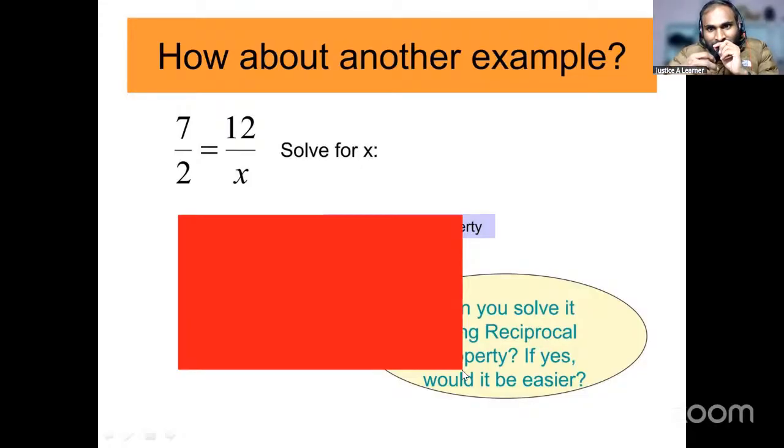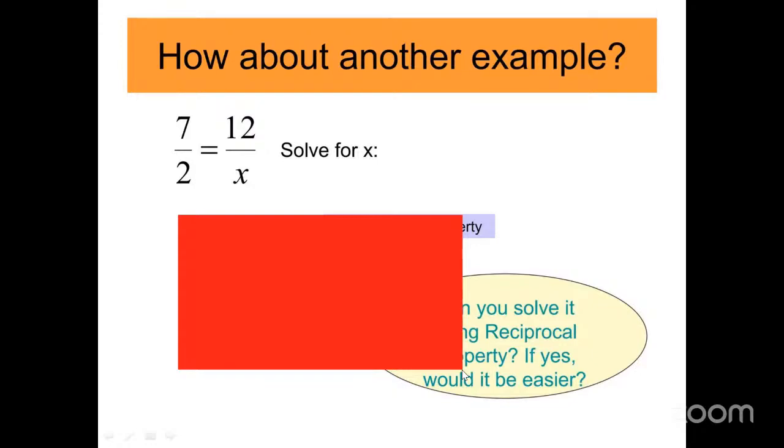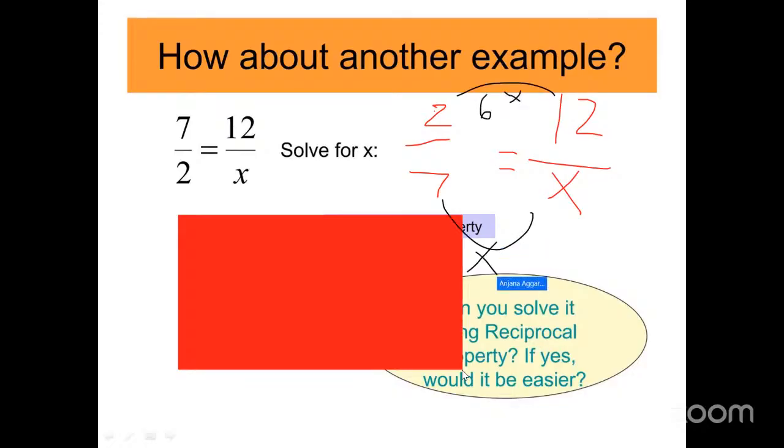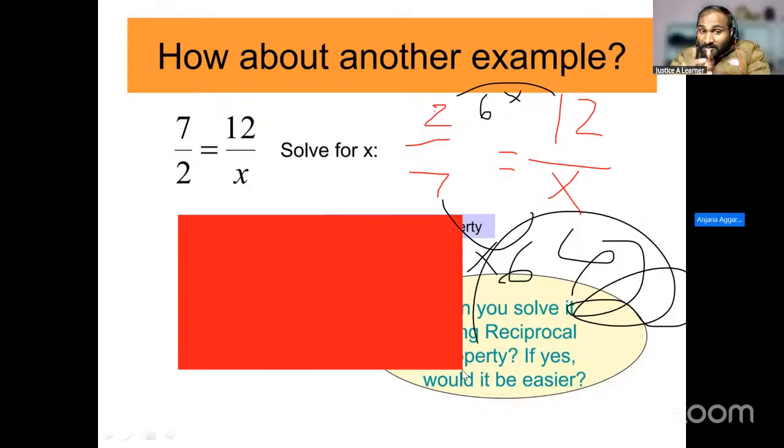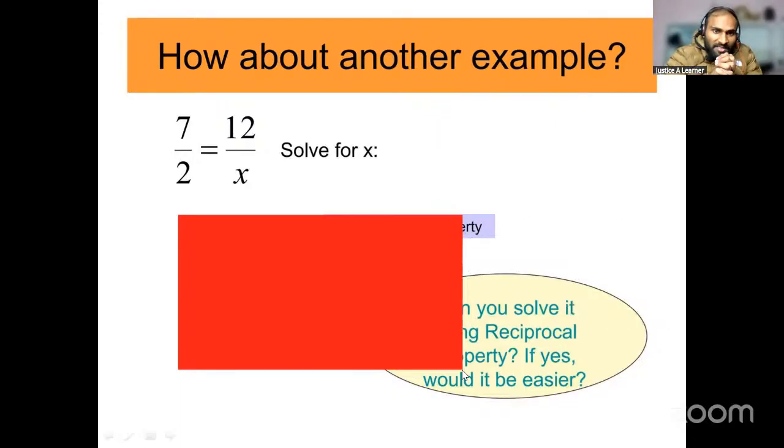Look, instead of writing 7 over 2, you can just change it to 2 over 7 equals 12 over x, and then it's easier because then it actually works. Then you can do times by 6, which is 42. So the answer should be 42. But that is not the question. You have changed the question.